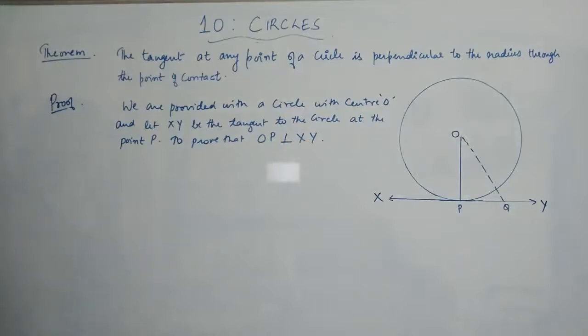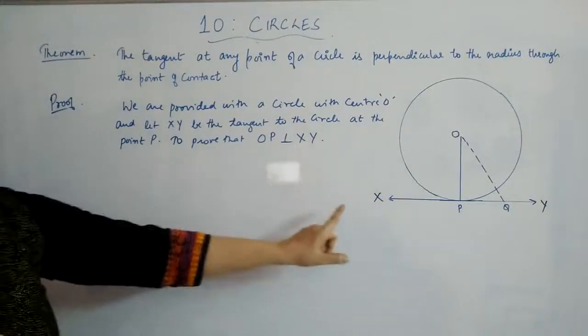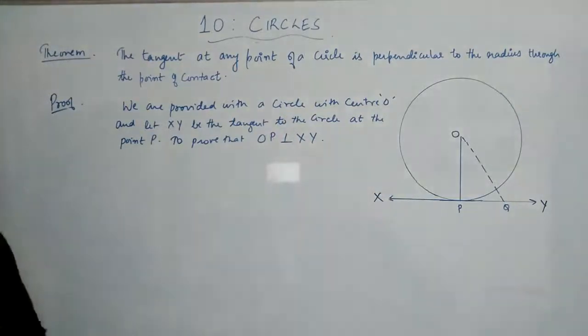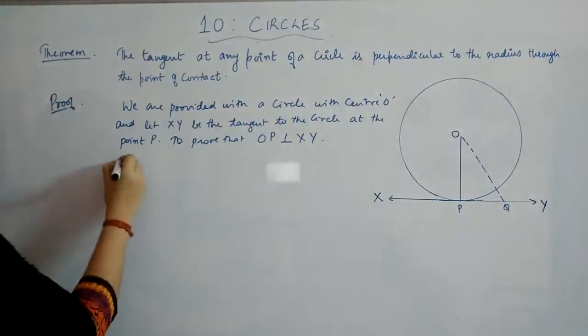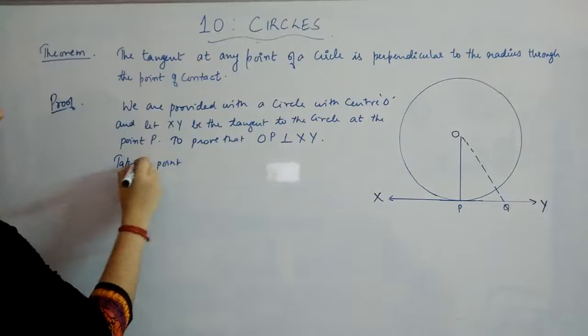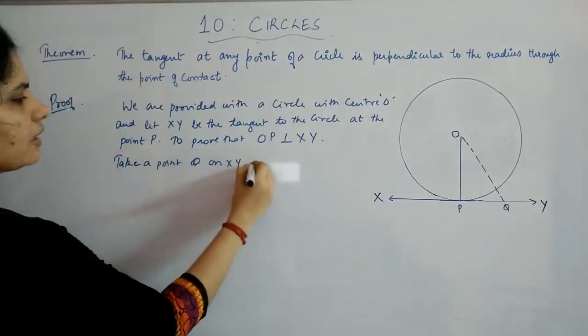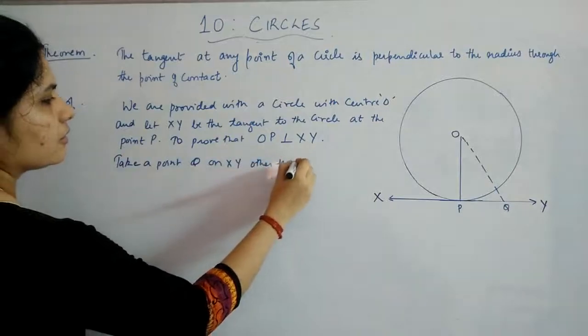Now for that, what we are doing is, we are taking another point Q on xy other than P. Okay, take a point Q on xy other than P.